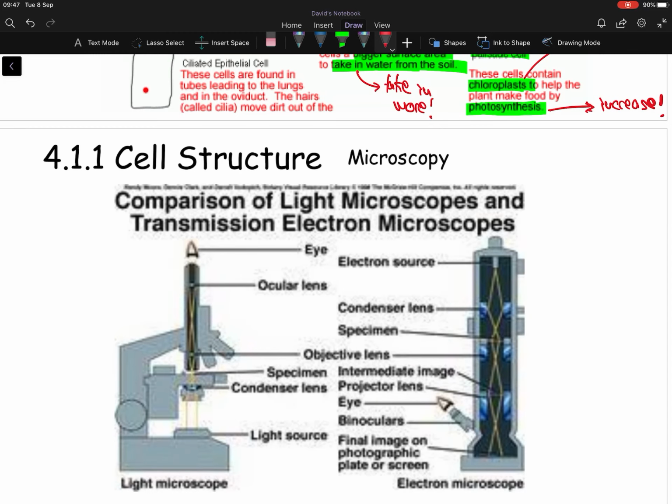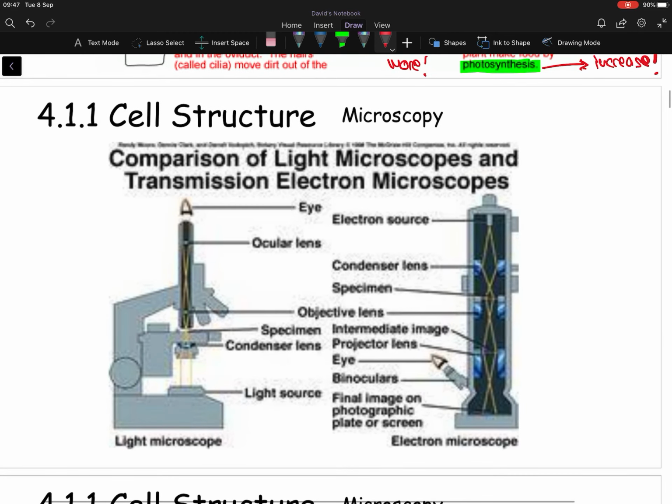Now, when we're talking about microscopy, there are two main types of microscope you need to know a little bit about. Electron and light microscopes is the required practical that you'll review in school, looking at magnification, but there's an important formula to link to calculating magnification.